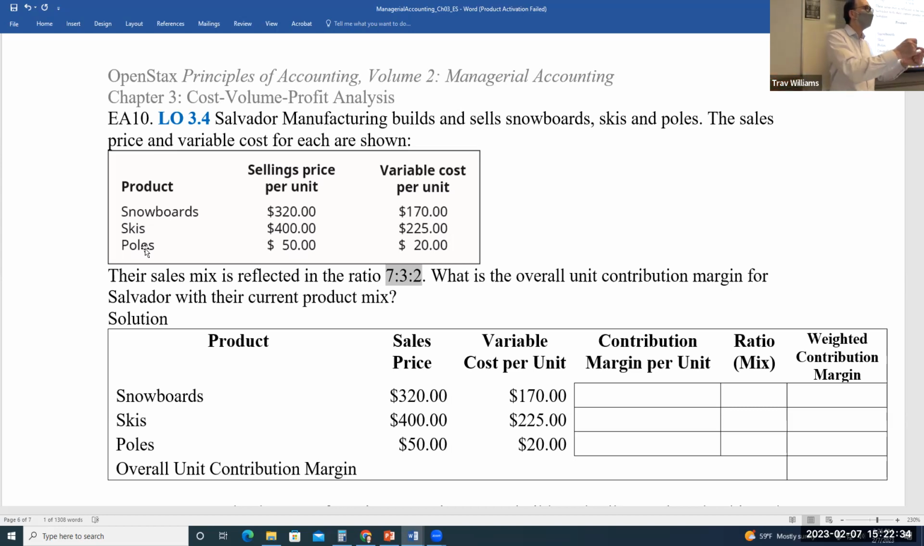So we could say number of composite units times 7, and we know how many snowboards we need to sell. Times 3, and we know how many sets of skis, and times 2, and we know how many poles. So you have to first contract all the data into a composite unit, figure out how many composite units you need, and then you extrapolate it back out. So it's a multi-step process, but let's just go ahead and go through it here.